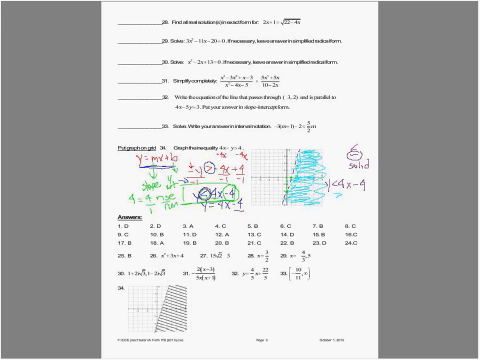Okay. So again, I think I'm going to open up a whiteboard for this one. Okay, let me get the whiteboard going. So, number 29. This equation. We have 3x squared minus 11x minus 20 equals 0.